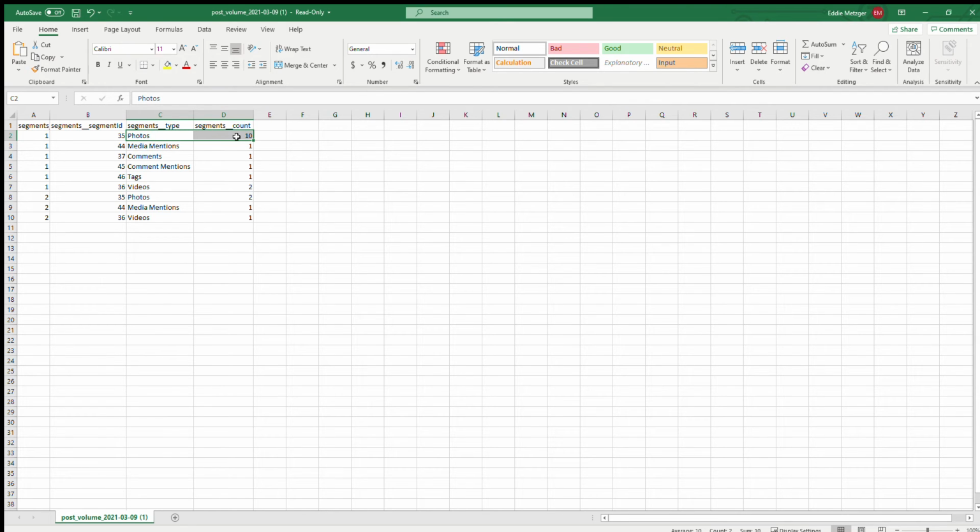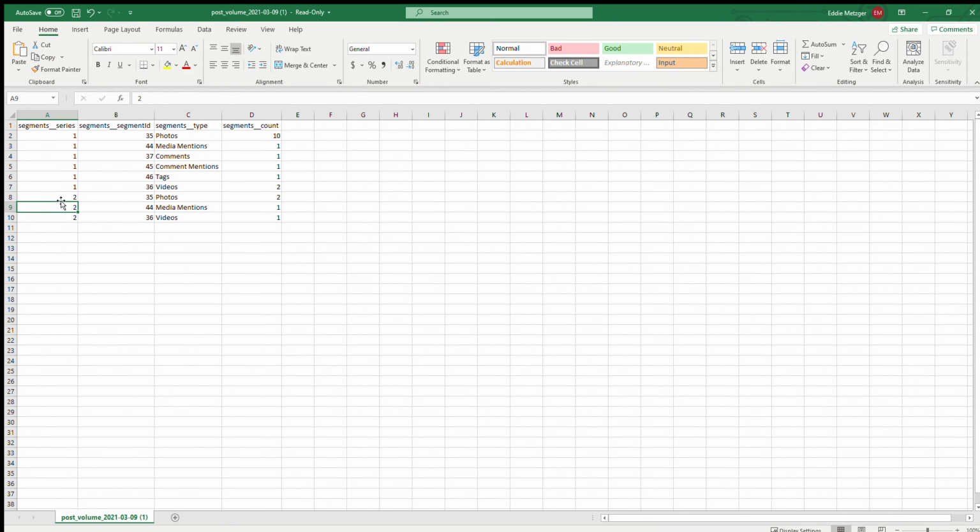So of the last, we'll say probably a month from when this was exported on March 9th, there have been 10 photos posted. Of those 10 photos, there was one media mention, one comment, one person was tagged, 2 videos, and then it gets a little confusing because we were looking at different segments. So these are different exports or different types of information that were pulled from the reporting tool that Holly has access to. So it's a little confusing, and they may be separated by months.